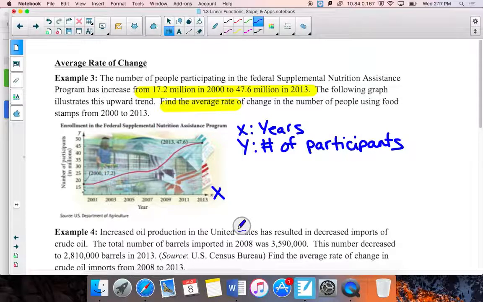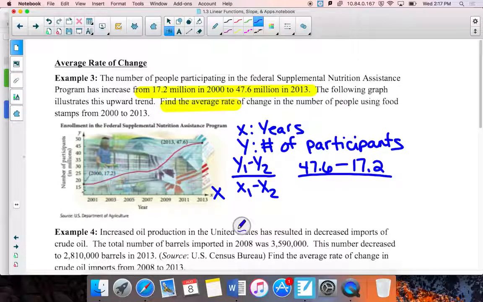That way, when I'm going to take the data that's highlighted first in that sentence, I know that it's going to be the Y values divided by the X values. Just a reminder on slope here, an average rate of change is another word for slope. I'm looking at the Y values, which would be number of participants. So let's take that 47.6 million people minus 17.2 million people divided by the number of years.